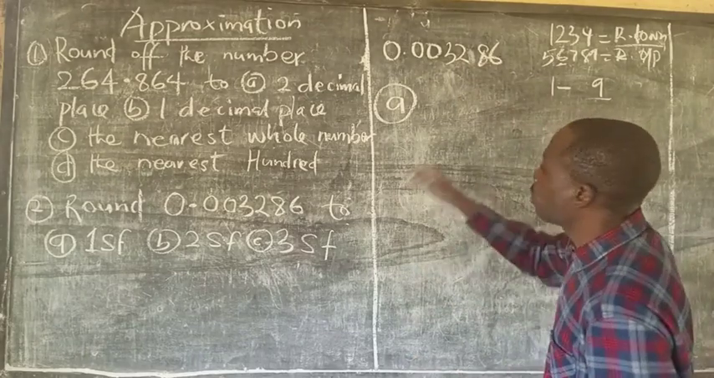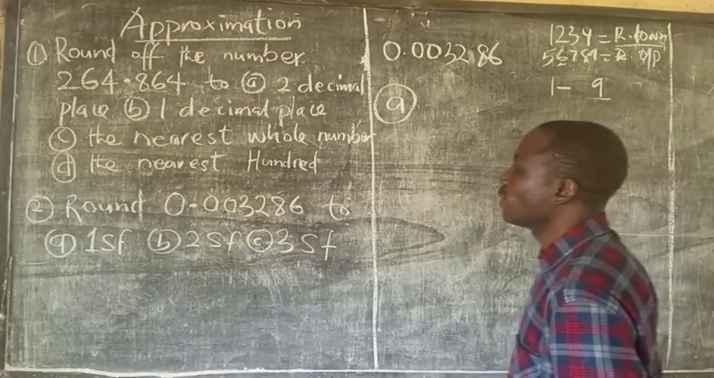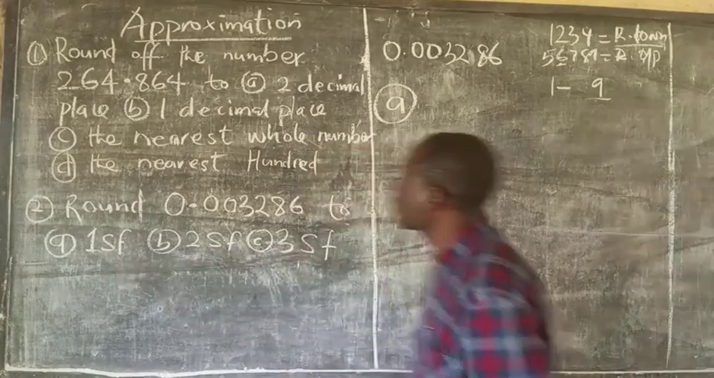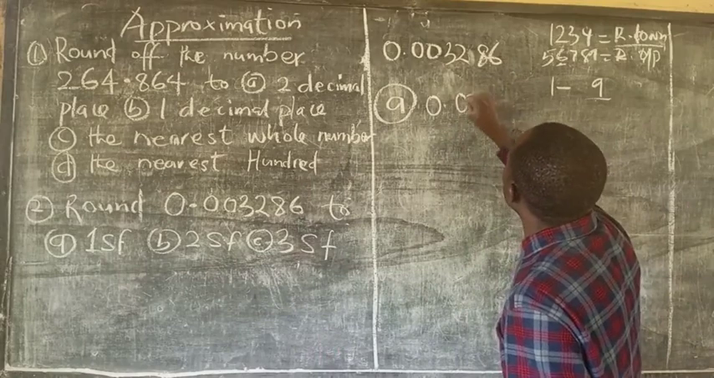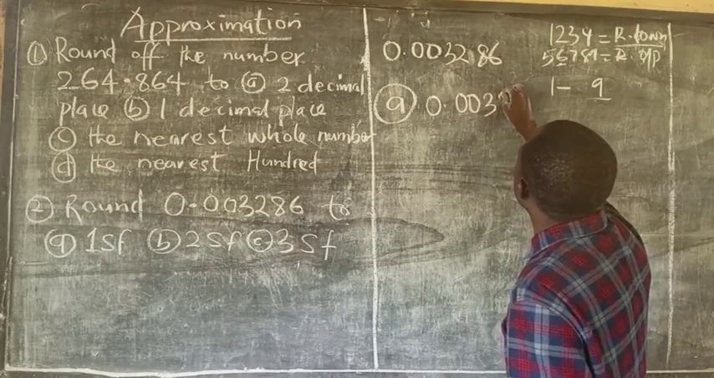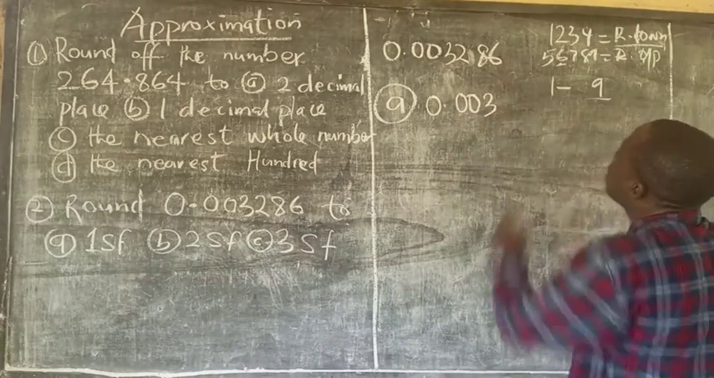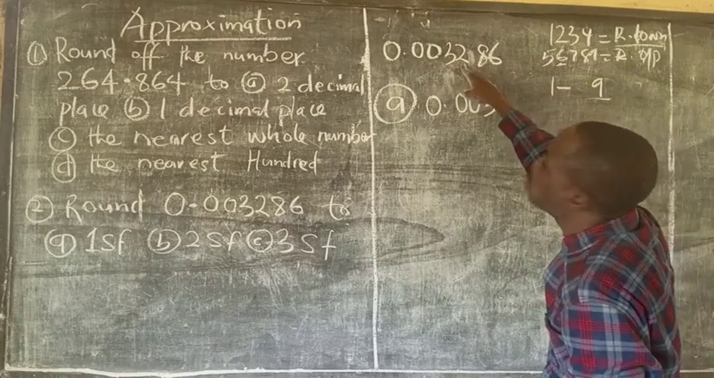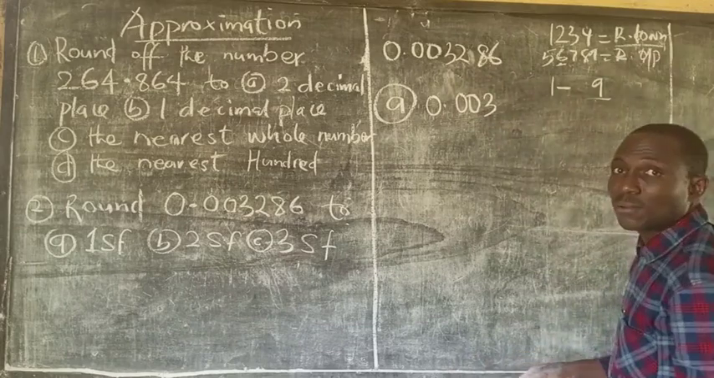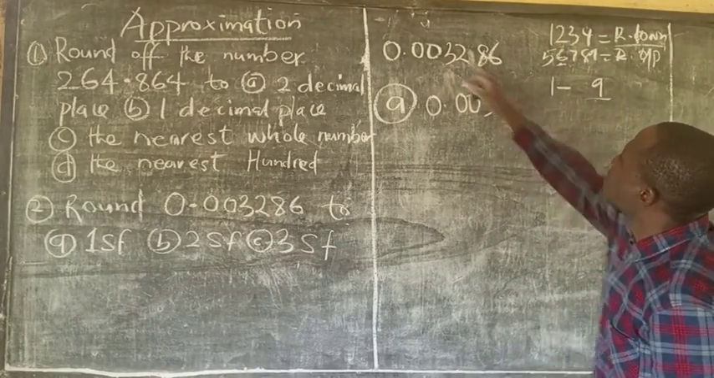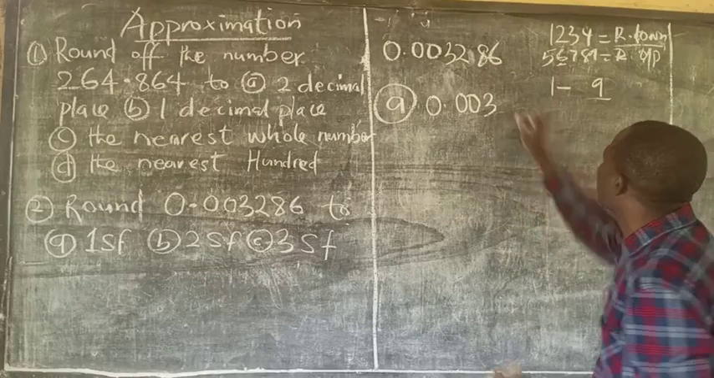You see, for example, we are saying to one significant figure, it becomes 0.003, to one significant figure. Because this 2 here that is close to the 3 is in the rounded down category. So we can't take anything from it. This is to one significant figure.